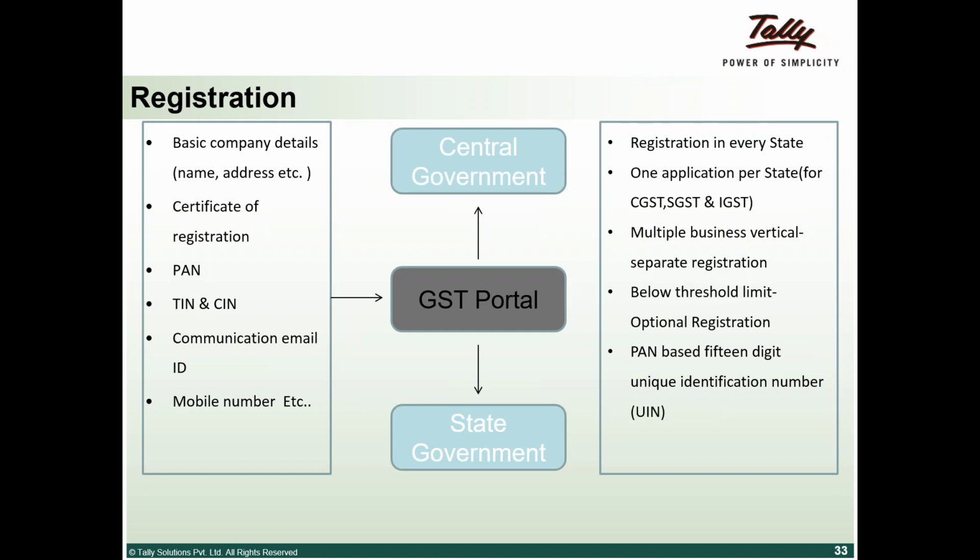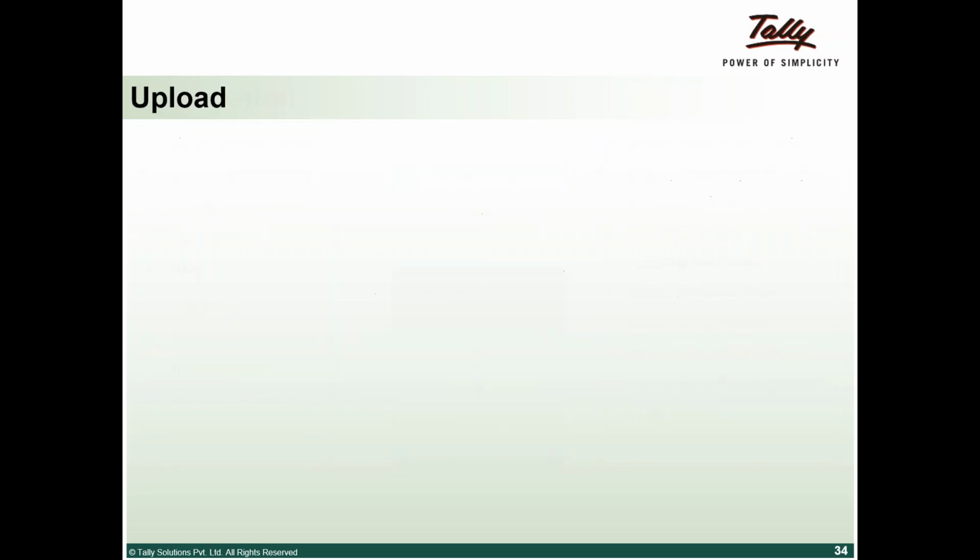If you have multiple business verticals, then you need a separate registration for each particular vertical. If you have 2 streams of business, then it is considered 2 verticals, so you need a separate registration. For the threshold limit, the 10 lakh limit which we are talking about, you have an optional registration. If you are interested, you can go for it. PAN-based, they call it a unique identification number, which is a PAN-based number. It is a 15-digit number. So these are the aspects of registration.